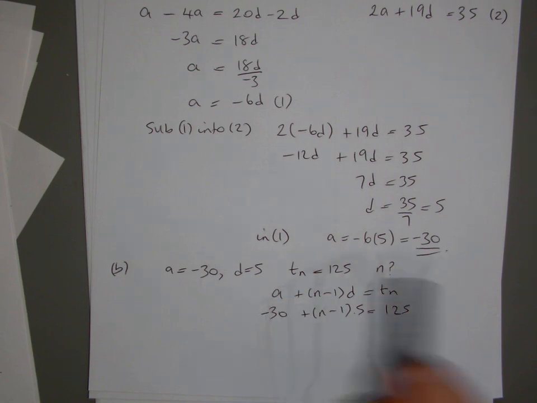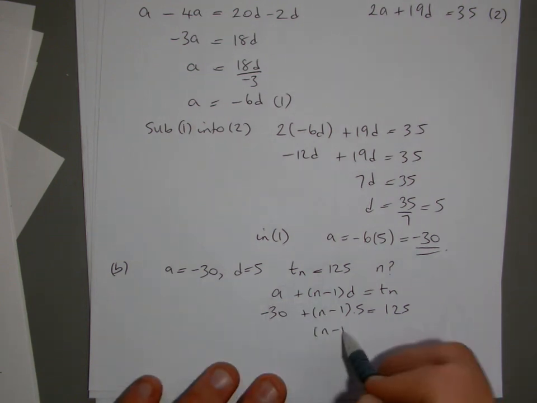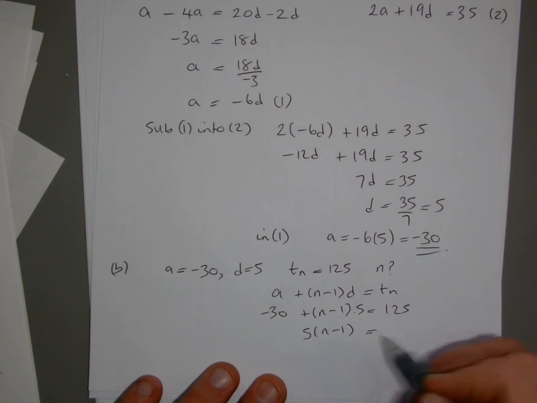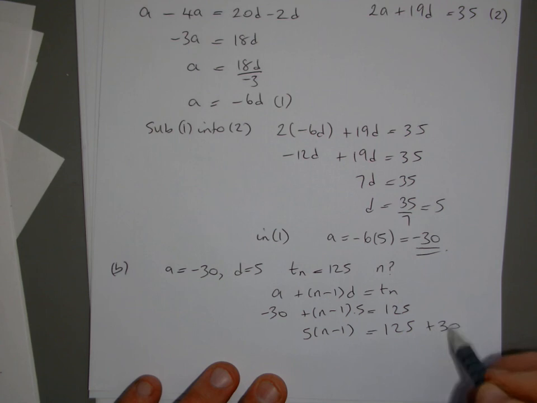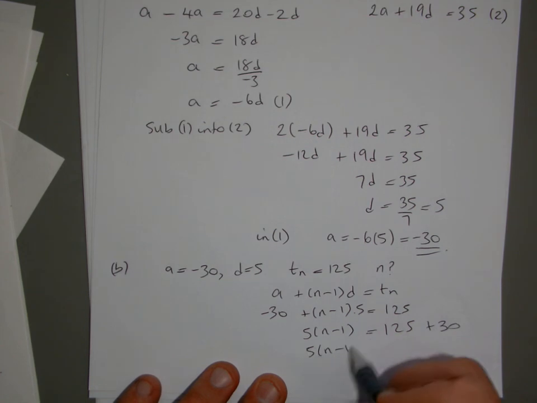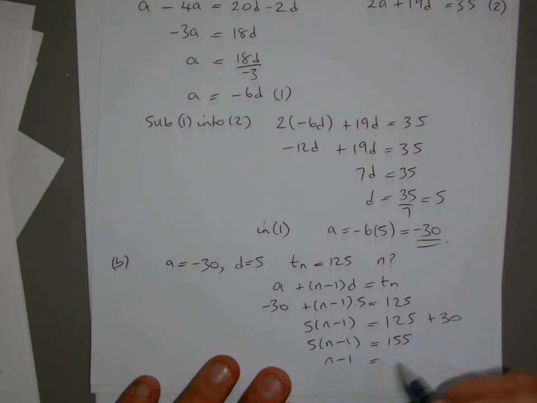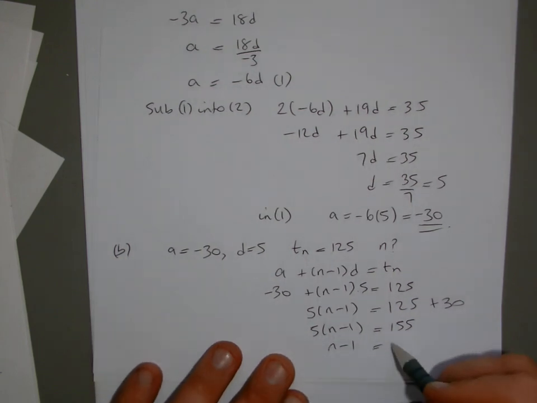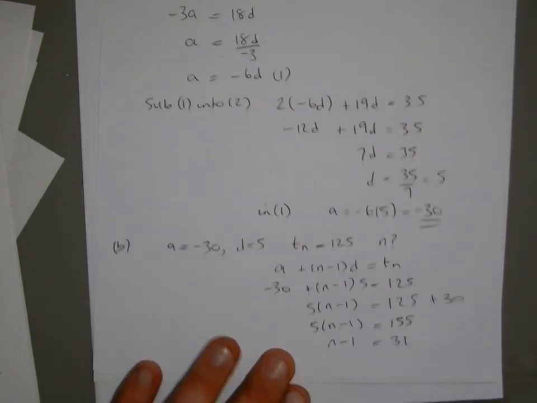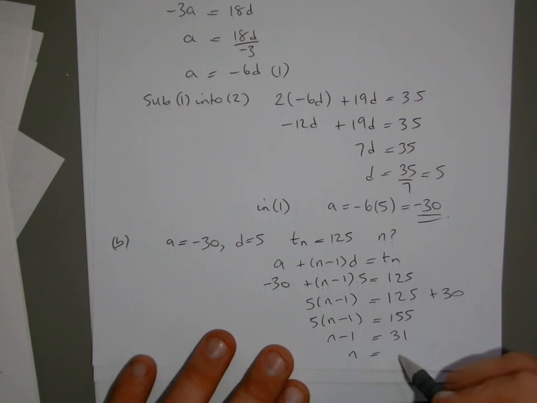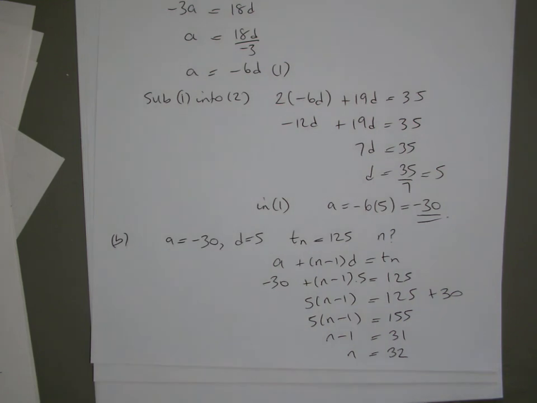So if I take that minus 30 over to the side, actually put that 5 at the front, this then becomes 125 plus 30. So 5 bracket n minus 1 is 155. I can then divide both sides by 5, can't I? I'll take that 5 over, so I have n minus 1 is 155 divided by 5, which is 31. And then that means n minus 1 is 31, so n will be 32. So there are 32 terms.